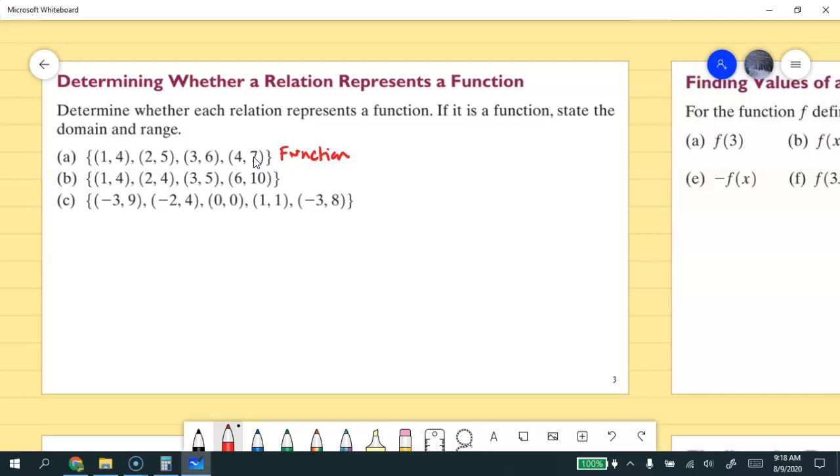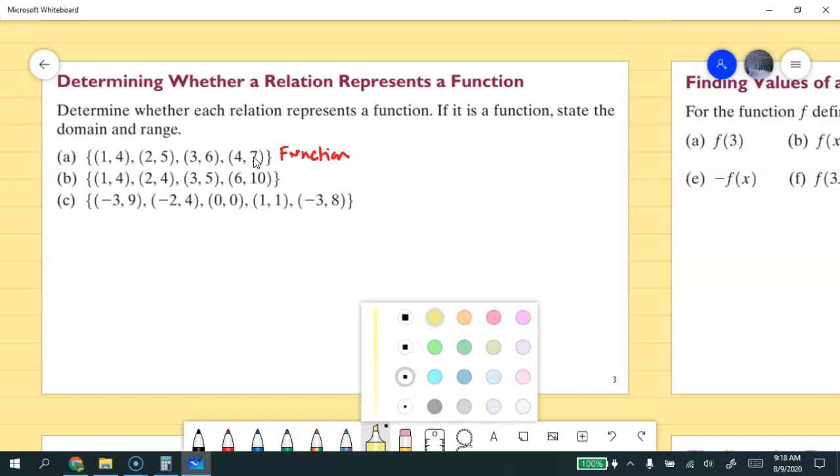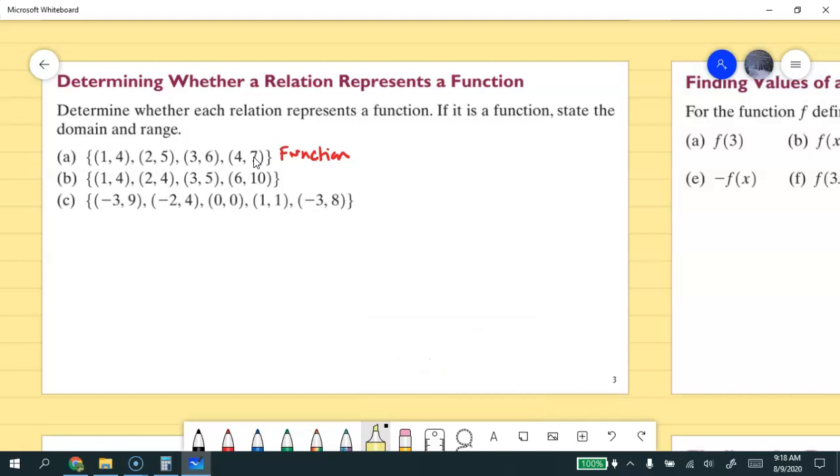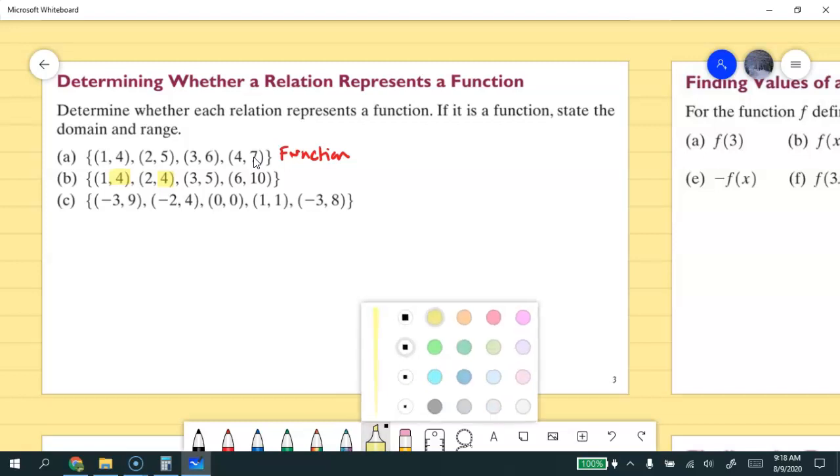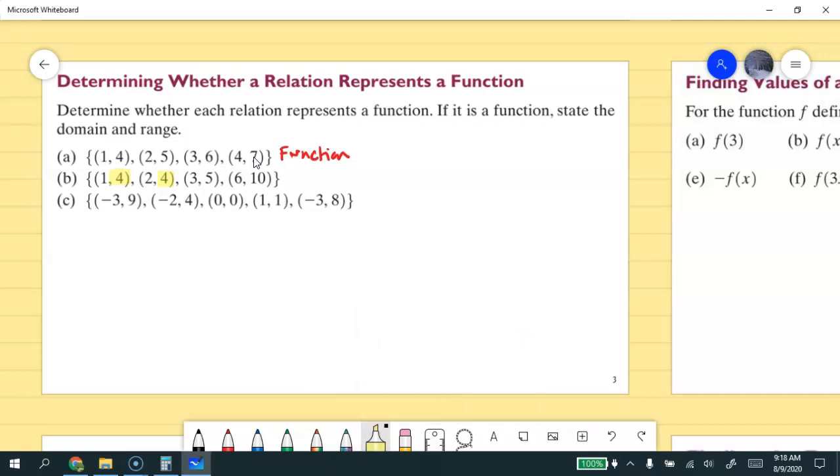All right, let's try the next one. The next one says (1, 4), (2, 4). So here's where it gets a little bit more interesting. When it says 1, 4, and then 2, 4, a lot of students say, oh, this is a problem. We can't have 1, 4 and 2, 4. That actually is not an issue. That's perfectly fine.